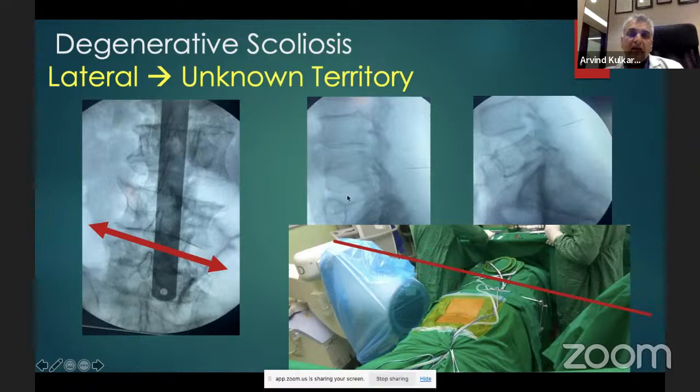and if you take a lateral which is perpendicular to the table, you will end up in unknown territory. So it's very important that your beam in the lateral image is perpendicular to that particular segment in this particular direction, and not perpendicular to the table.